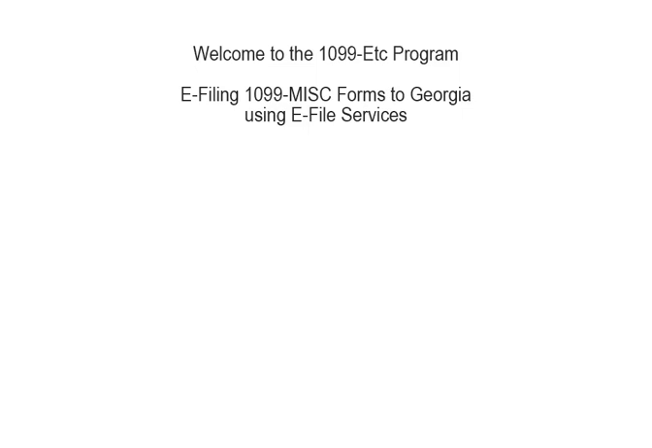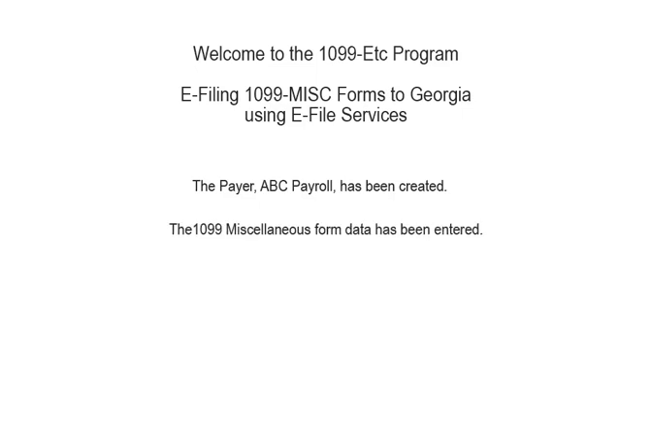This tutorial covers e-filing the 1099 miscellaneous forms to Georgia using e-file services. Only the 1099 miscellaneous form can be e-filed to the state using e-file services. To begin, the pair ABC payroll has been created, and the 1099 miscellaneous form data has been entered.